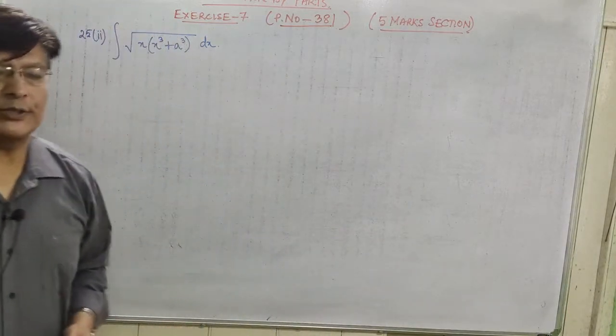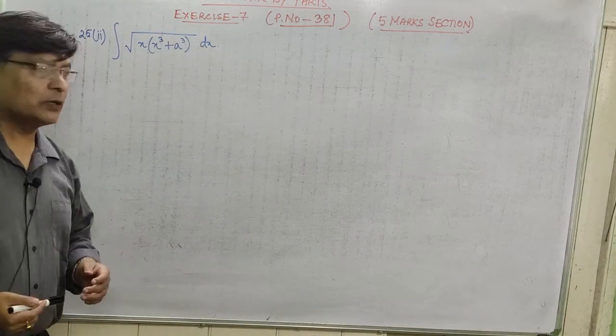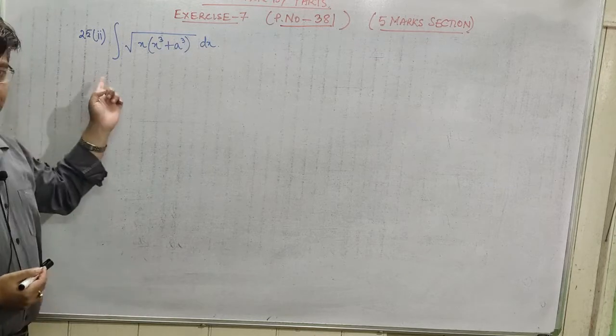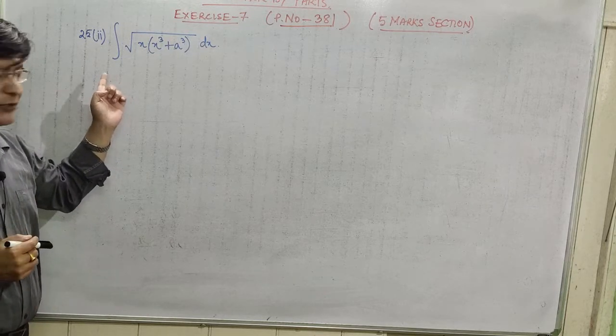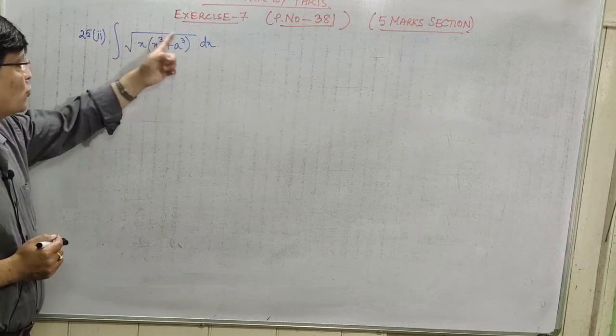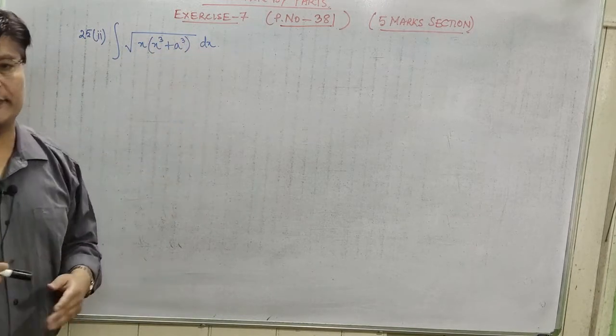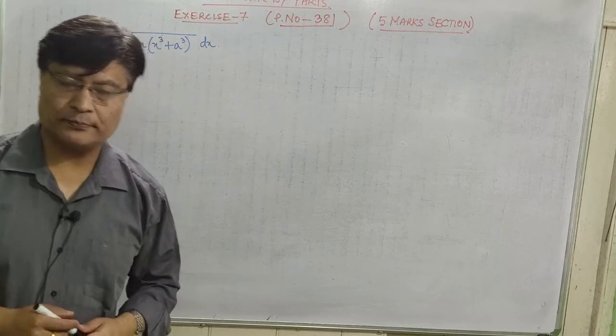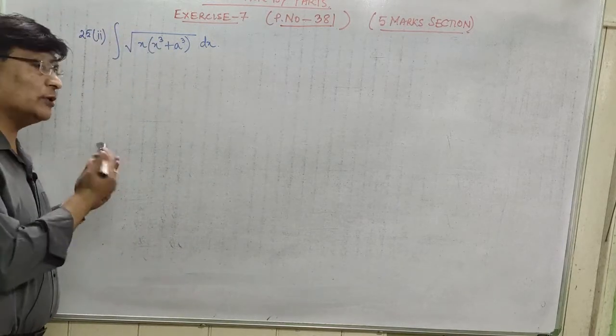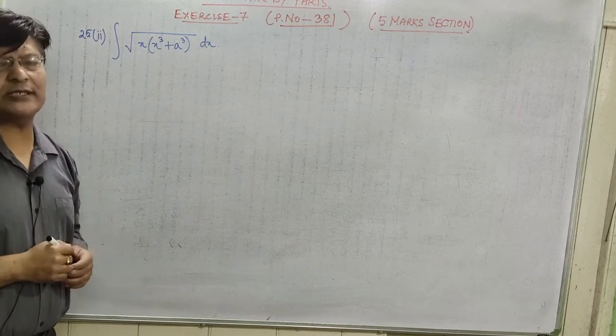So now we'll do the next question, that is 25, number 2. You have to evaluate this integration. The given question is integration of within square root x within bracket x cube plus a cube bracket close dx. So how will you do it? You have to convert it into a standard form. This is not the standard form.